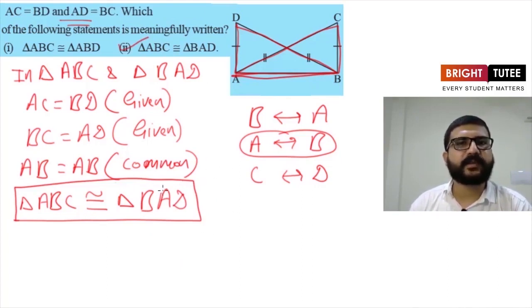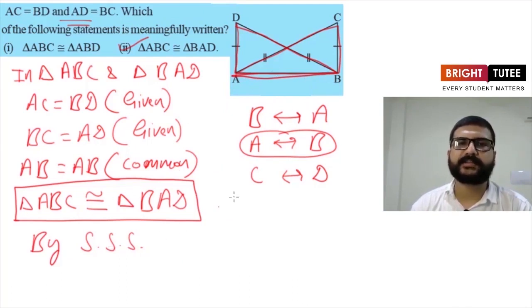Now by which criteria are these two triangles congruent? We can say it by SSS, that is side, side, side. As we have seen here, all the three sides of triangle ABC are correspondingly equal to all the three sides of triangle BAD. So these two triangles are congruent by SSS congruence criteria.